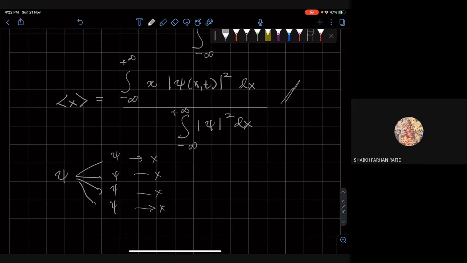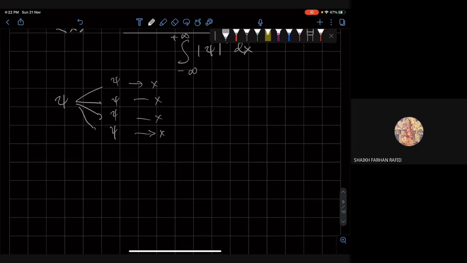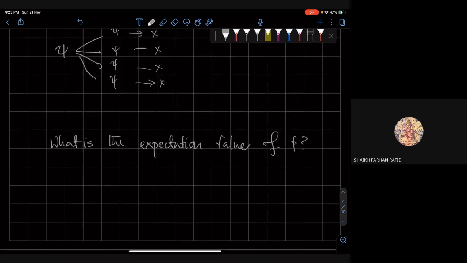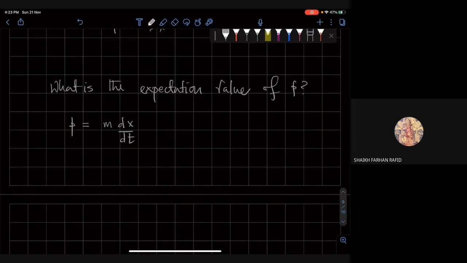So now the next thing we have to ask is, how about the momentum? What is the expectation value of P? We can go to classical physics for inspiration. In classical physics, P is given by m times dx by dt. Even in the quantum realm, the mass of a particle is a constant quantity. So we can say the expectation value of the momentum is going to be given by m times d by dt of the expectation value of x. Right? So this is something which is reasonable.